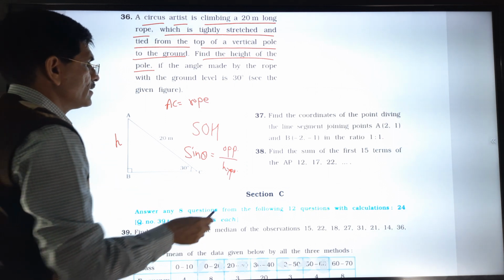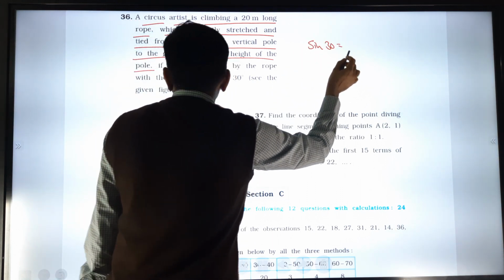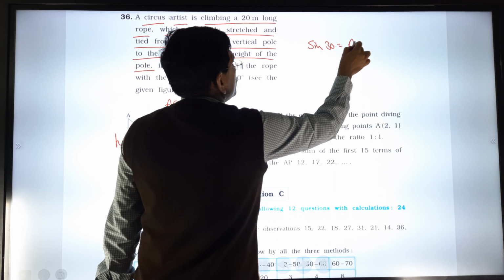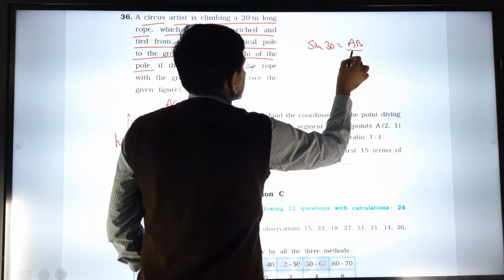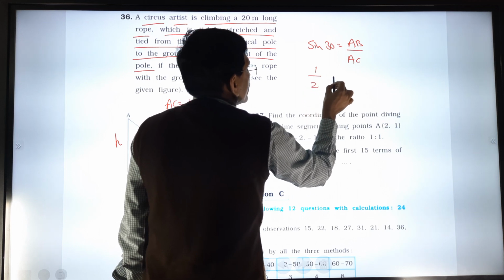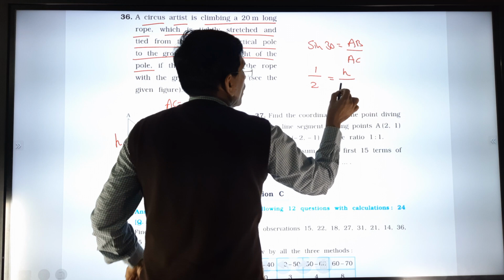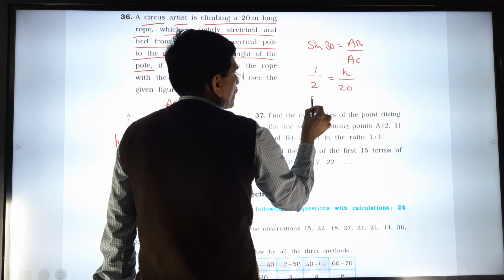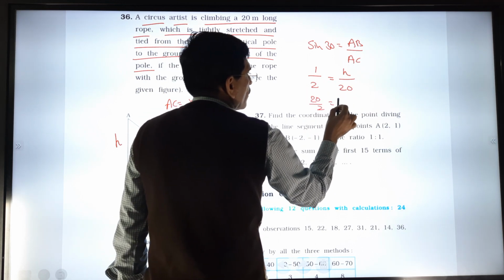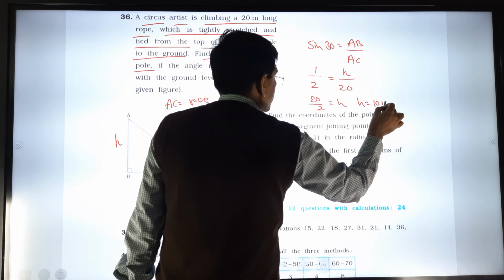So, sine theta is equal to opposite upon hypotenuse. Now opposite is H. Sin 30 degree is equal to AB upon AC. Now the value of sin 30 is 1 by 2. The value of AB is H upon 20. So 20 ones are 20, 20 by 2 is equal to H. So H is equal to 10 meter.